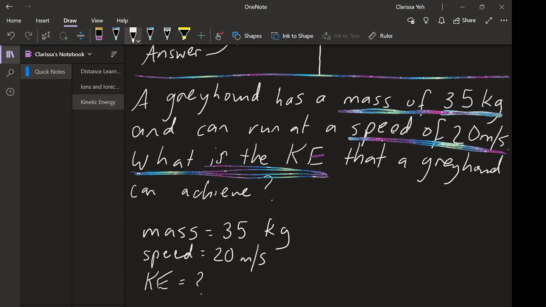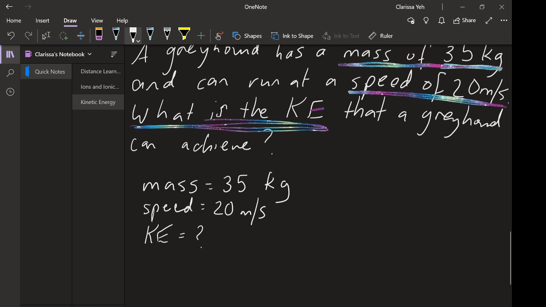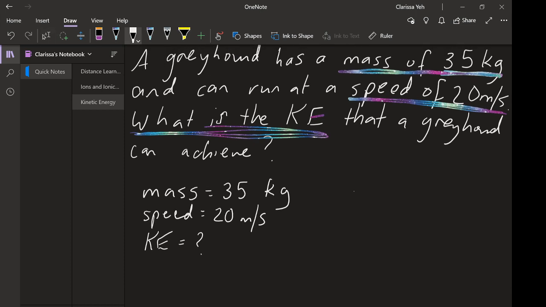Next thing I'm going to do is the start of the FIFA method, where I start off with my formula written. So then I can work from left to right, once again, one step at a time, to make it easier for me to substitute things in. So KE equals 0.5 mv squared.